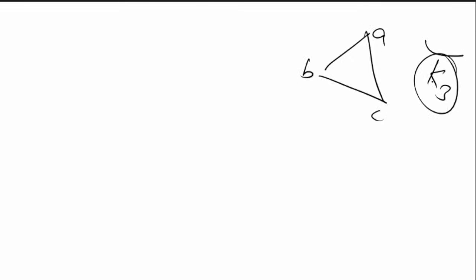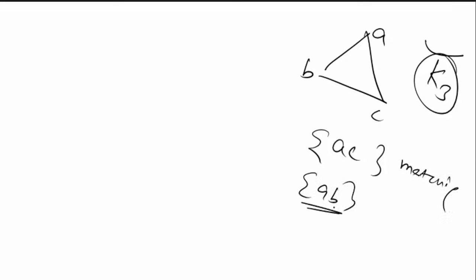Now, can we say that a perfect matching will always exist? No. Consider this example, A, B, C. This is your K3, complete graph on 3 vertices. In this graph, you can see that we don't have a perfect matching. Of course, we can have a matching. For example, A comma C is a matching. For example, AB, this edge, remember, this is only one edge. This is also one edge. This is also a matching. But can you have a perfect matching?